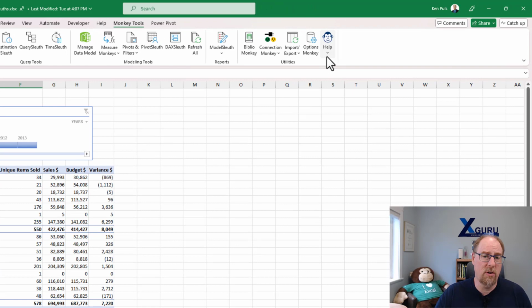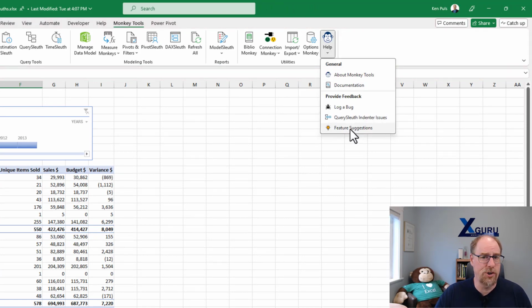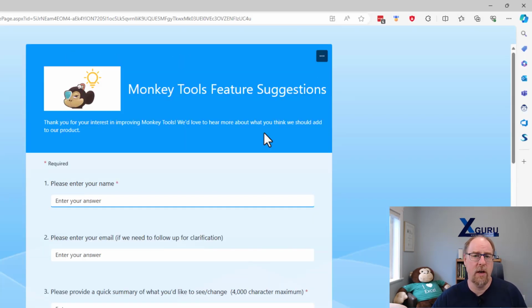Here's what you do: you go to the Help menu and you go to Feature Suggestions. And at this point, you'll be taken to a form that has a few questions about what is the feature that you're actually thinking of? How much time would it save you? Do you think it should do certain things or not do certain things? There's a little bit of stuff that we try to think about. Just please make sure you give me your email so I can follow up with you.